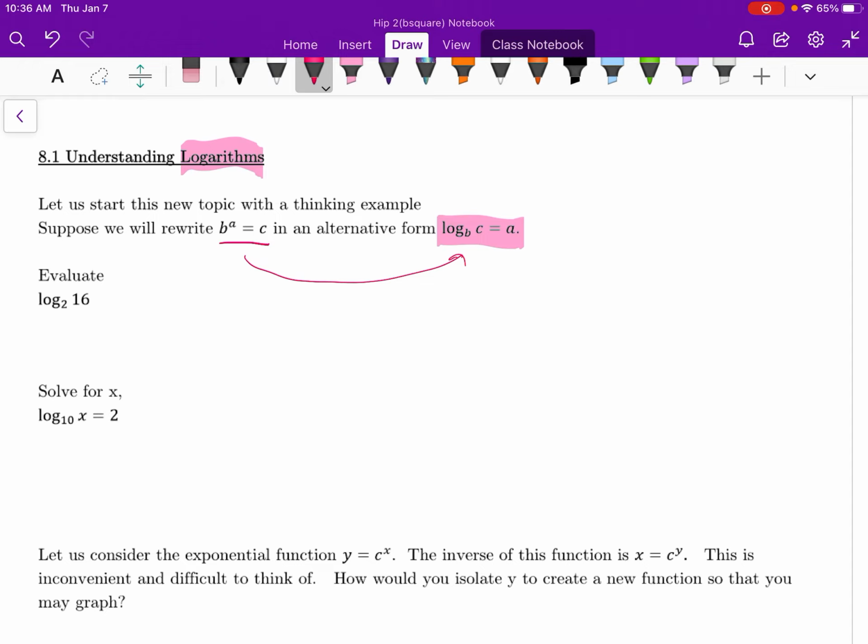So I'm going to choose to evaluate log 2, 16. And we say log base 2 of 16. So press pause and try to change this. Well, we can move it back and forth, can't we? Try to figure out what is the value of log base 2 of 16.